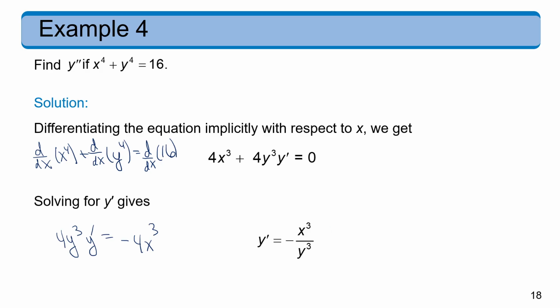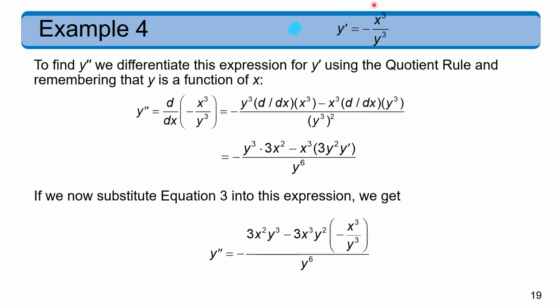So on the next slide, we'll start the process of finding y double prime by taking that formula we just found for y prime and computing its derivative with respect to x. This is the formula we just found for y prime. So like I said, the next step is to find y double prime by taking the derivative of this formula with respect to x. And so here we've written y double prime is the derivative with respect to x of this formula. That's the formula for y prime.